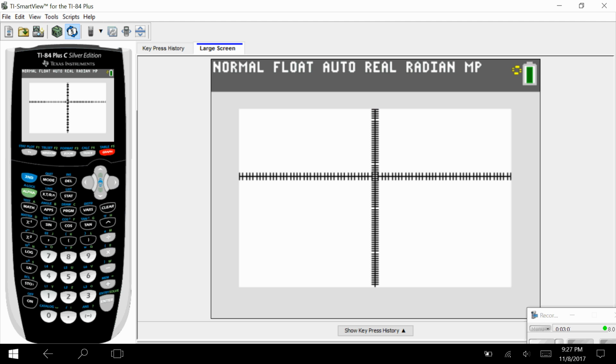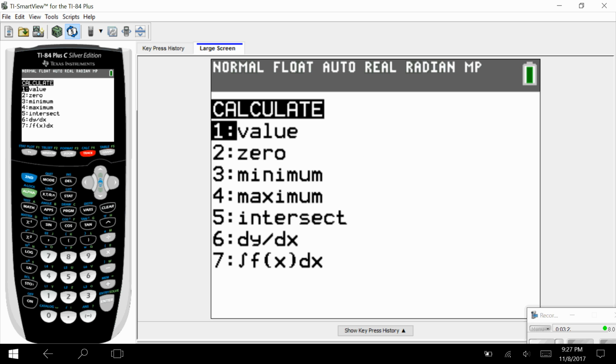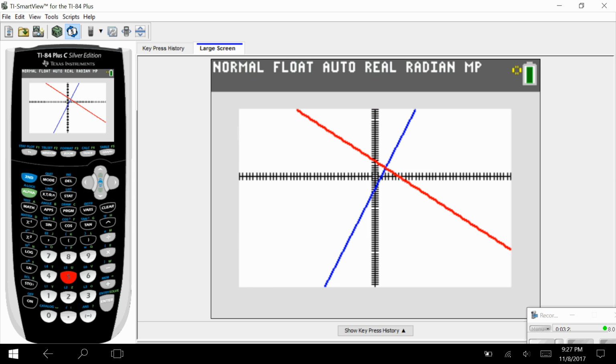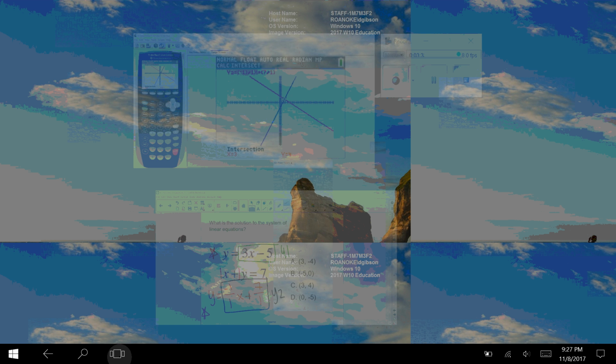So I graph those, and my graph is zoomed out. That's okay, we'll fix it for the next one. But I see my two lines, and I see the point where they intersect. That is my solution. So I can find that by using second trace, 5 for intersection, hit enter 3 times until it says intersection, and my solution would be 3, 4.